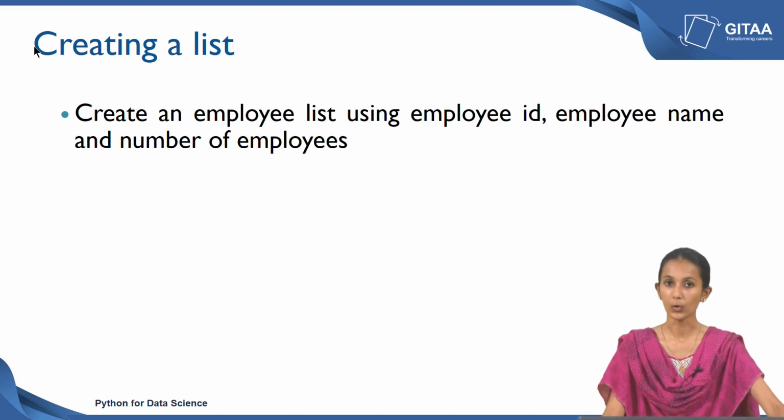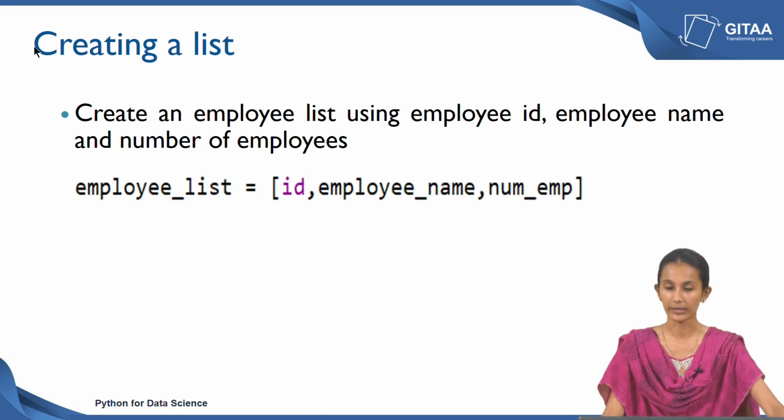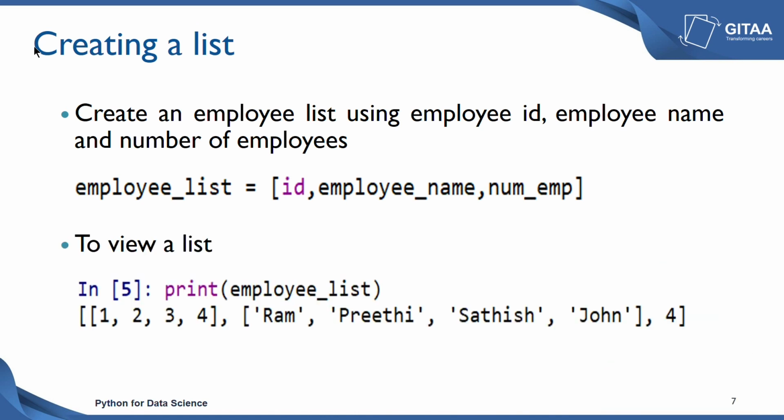Now, let us see how to create an employee list using this employee ID, employee name and also the number of employees. So, I will create a list employee_list, which has the values ID, employee_name and also the number of employees inside the square brackets. Let us see how to view the list. We will use the command print of employee_list. It gives us a list which has the ID values, the employee names and also the number of employees under the employee_list.